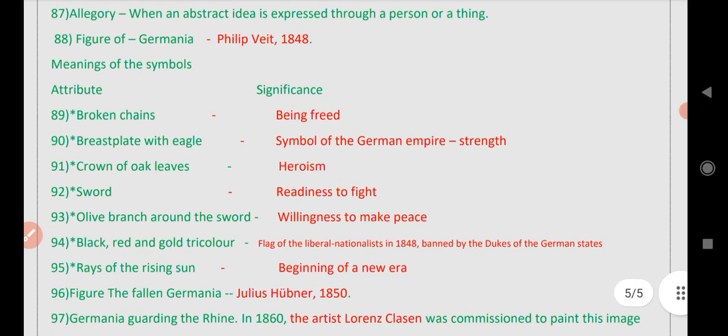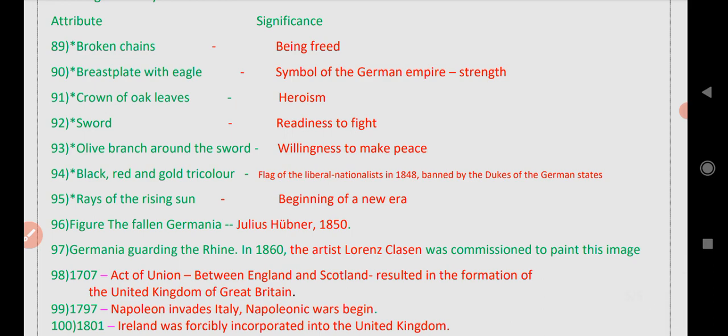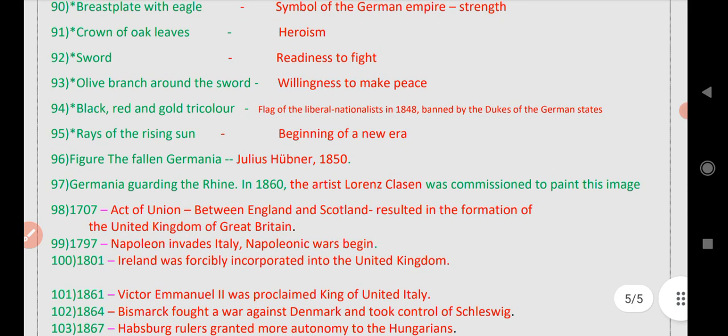Figure of Germania: Philip Veit prepared this figure in 1848. Now we will revise the meaning of the symbols. Broken chain means being freed. Breastplate with eagles, symbols of the German Empire's strength. Crown of oak leaves, heroism. Sword means readiness to fight. Olive branch around the sword, willingness to make peace.